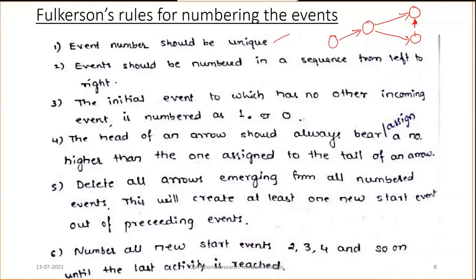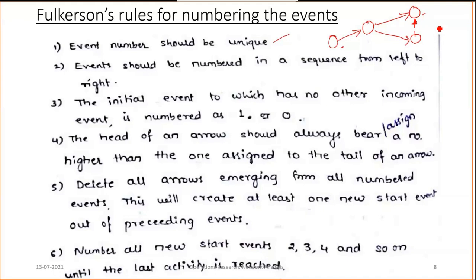The second rule: the event numbers should be in sequence from left to right. From the left side we need to start and we need to finish at the right. So this is the starting event and this is the finishing event. Likewise we need to give the numbers, starting from left to right. Either you can start from 0 or 1.